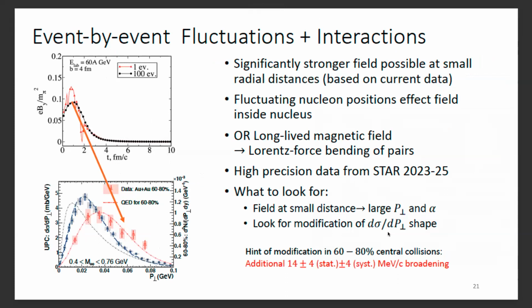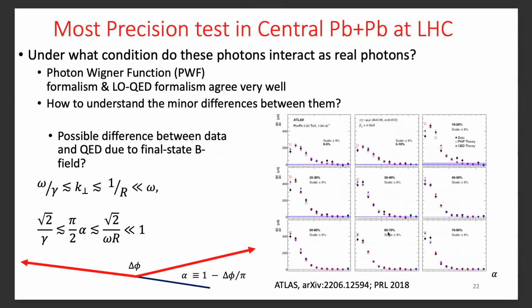Okay, thank you. The other one, we can also see, for example, if you have field fluctuations, it will give you a higher side tail, right? And with enough statistics, you will be able to test this because it will give you higher energy photons. Most precise test is at LHC.